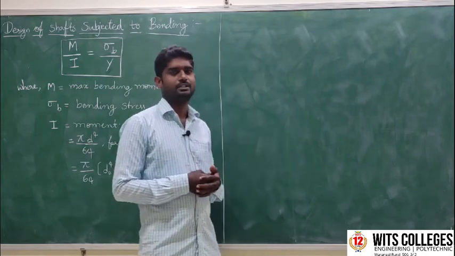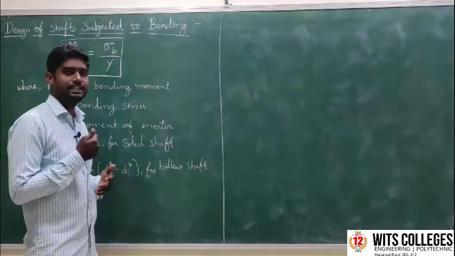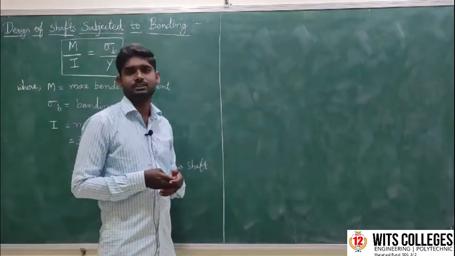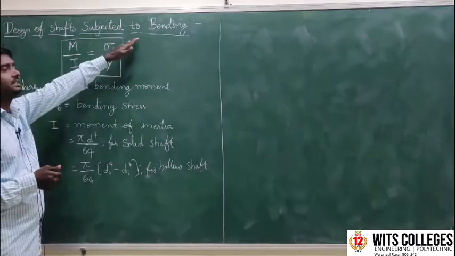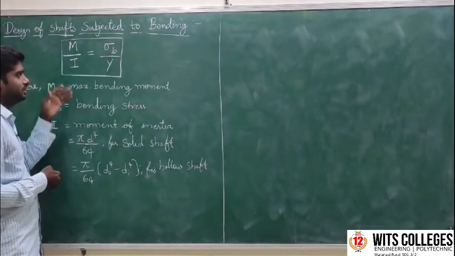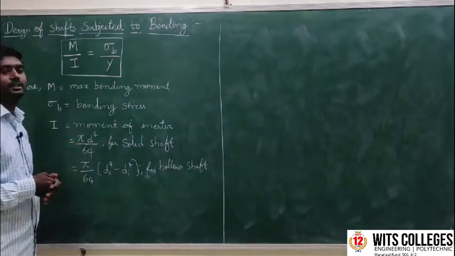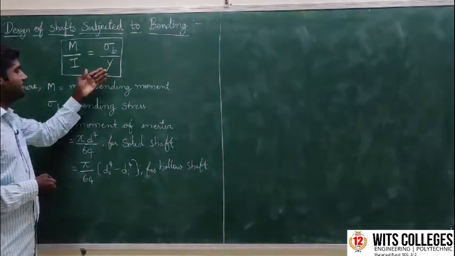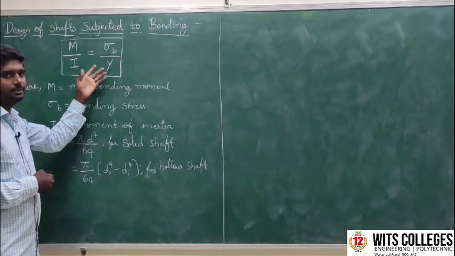Today's class is on the bending equation. If you design any shaft, this is the most important. Design of shaft subjected to bending: the bending equation is M by I is equal to sigma B by Y. Sigma B is the bending stress, denoted by sigma B.